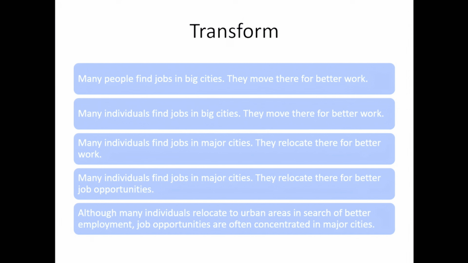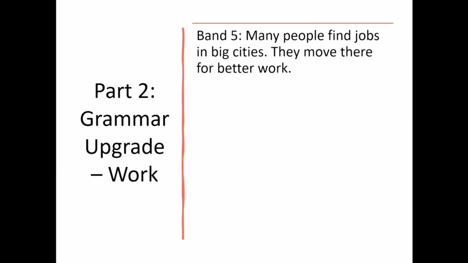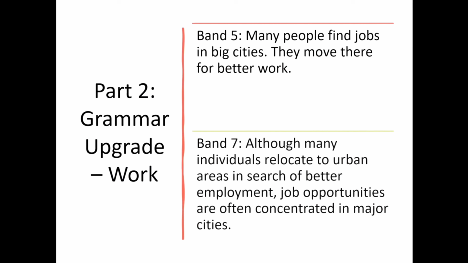So here we've used the two grammatical structures. Well, first of all, I said I wanted to use a linking word because the sentences were short. So I've chosen although, you may choose another one. And also I wanted to use passive at some point. So here at the end of this particular sentence, I've used passive, are often concentrated in. So we started with many people find jobs in big cities. They move there for better work. And we changed it to although many individuals relocate to urban areas in search of better employment, job opportunities are often concentrated in major cities.